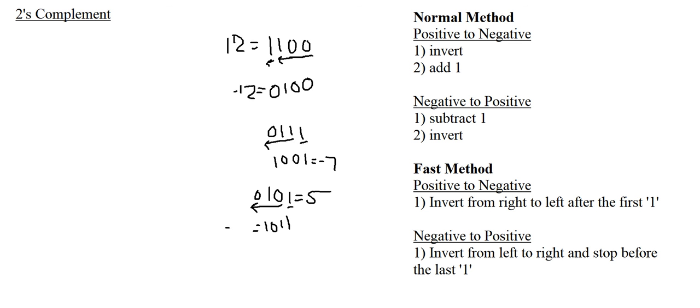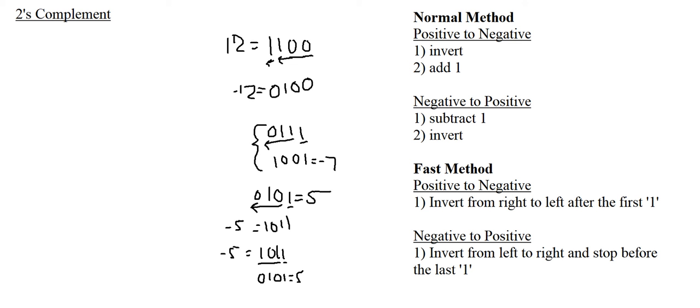So we got negative 5 here. Let's invert negative 5 from negative to positive. What we're going to do is 1, 0, 1, 1. So we're going to invert this one, this one, this one, and stop at the last 1. So 0, 1, 0, 1, and we're back at 5.